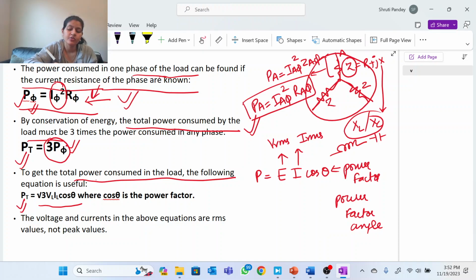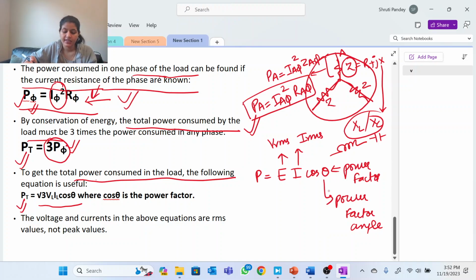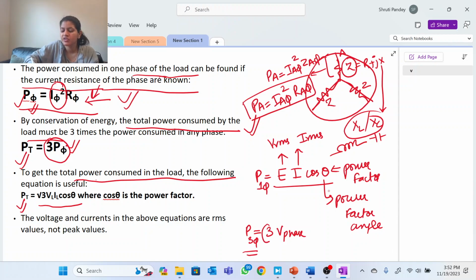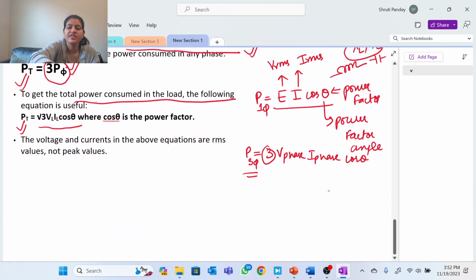Okay, so we'll come back here again, so this was EI cos theta. Now if we are taking 3-phase power in terms of phase voltages, right? So P 3-phase will be 3 V phase, because this was for single phase, right? So now we are taking it for 3-phase. So 3 will be there, V phase, I phase, cos theta, right? So this was the phase value.